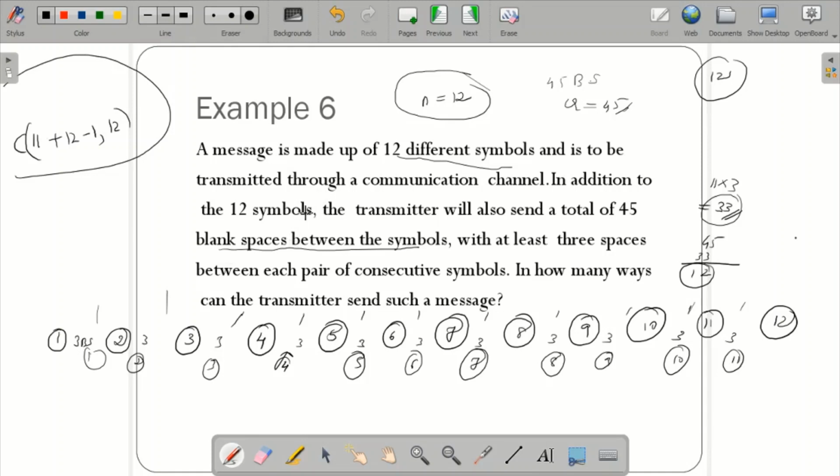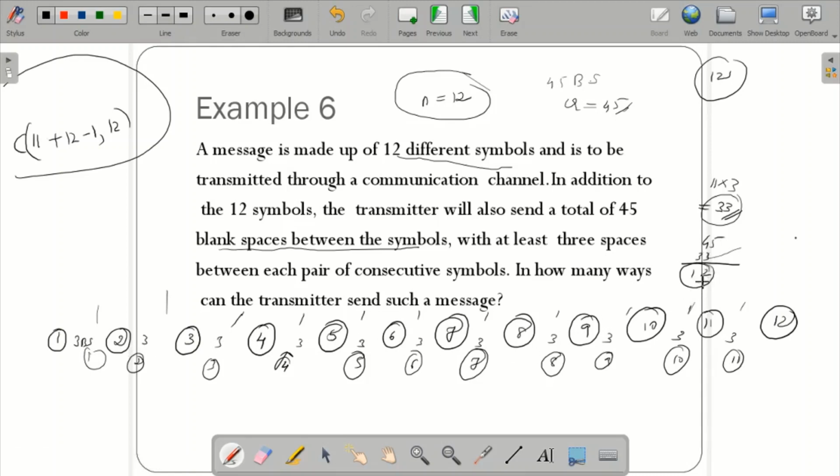So I'll repeat again. A message is made up of 12 different symbols, and is to be transmitted through a communication channel. In addition to these 12 symbols, the transmitter will also send a total of 45 blank spaces between these symbols, with at least 3 between each pair of consecutive symbols. So at least 3 means what? Between every 2 symbols, minimum 3 should be there. Max it can be anything. So minimum 3 I distributed. So totally I got 33 distributed out of 45.